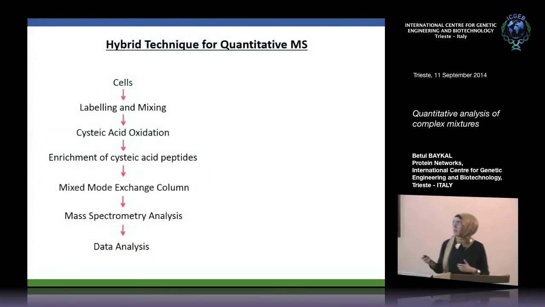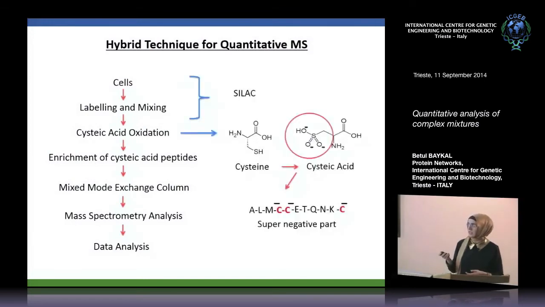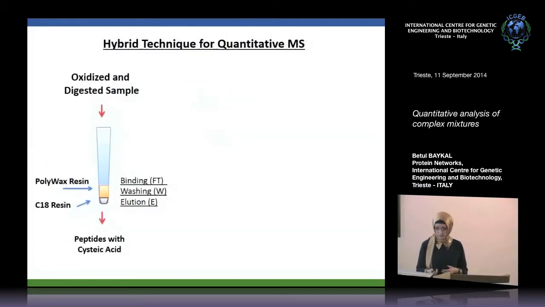So it goes like this. I start with cells, I'm labeling them, and I'm mixing them. This part is like SILAC. Then I do cysteic acid oxidation. This is like in ICAT. I'm doing some cysteic acid modification, but it's just taking like 1 hour. Here I'm taking advantage of cysteines that can be turned into cysteic acids. And this will create a super negative part in the peptide, which can be selected out by a mixed mode exchange column. And then there will be mass spectrometry analysis and data analysis.